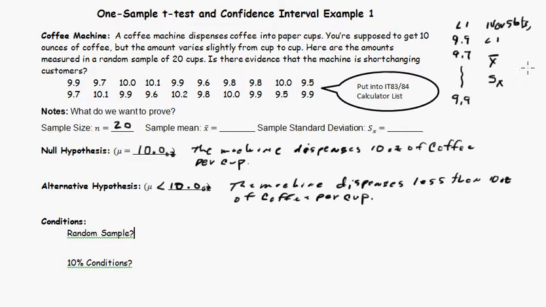Okay, so when I did that, I got 9.845, and I got a standard deviation of 0.199. Okay, so this is what we got from this sample data.